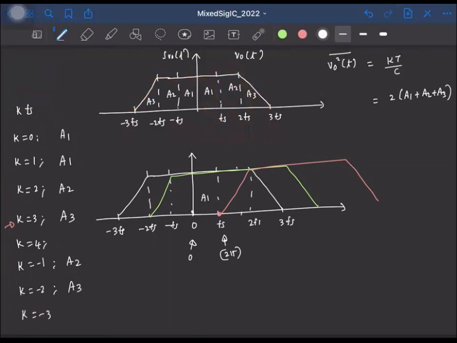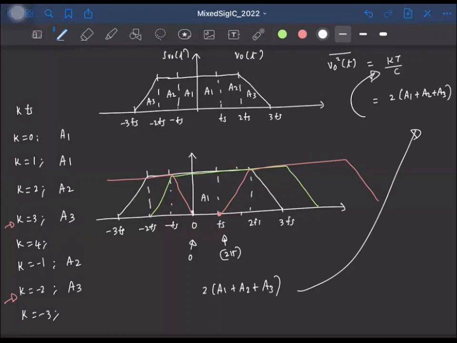And again, if you put k equal to minus 3, what will happen? 3Fs is here. So we are shifting to the left by 3Fs. So we'll have something like this. And we'll have no contribution in this frequency range. Okay, so we don't have to consider anything beyond k equal to minus 2, right? So now what is the total area that is getting aliased in this frequency range from 0 to Fs? Well, that's simply twice A1 plus A2 plus A3, right? And we know that this is simply equal to kT by C.